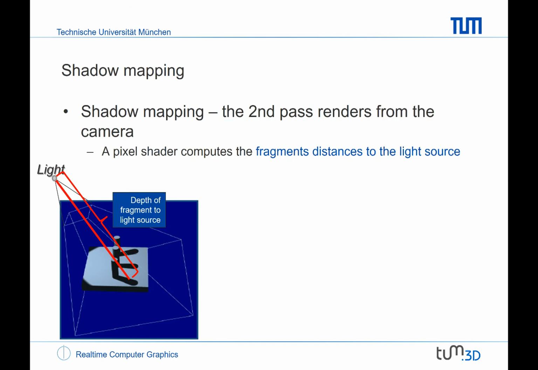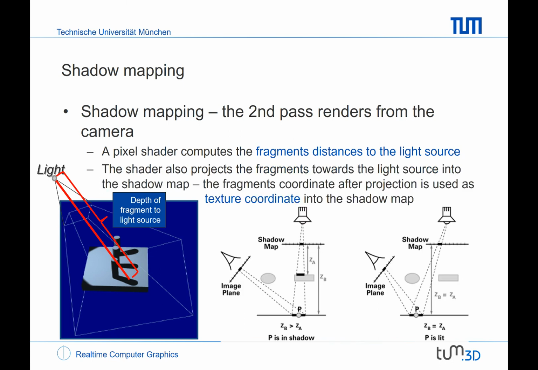A pixel shader now computes the fragment's distances to the light source. So that is shown here essentially. Here we see two different fragments. Let us assume that is a fragment here, a point in 3D space. We have said that a fragment is in fact a surface point which is seen through a certain pixel, through the pixel here. And now what is done?